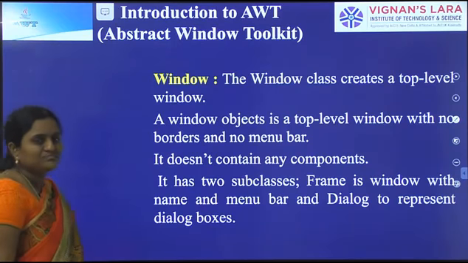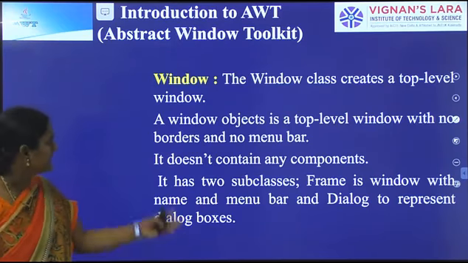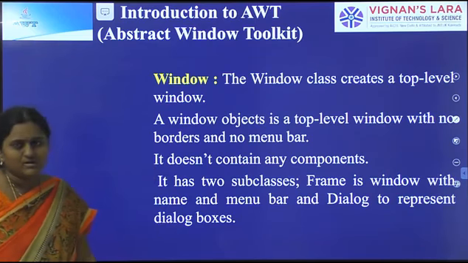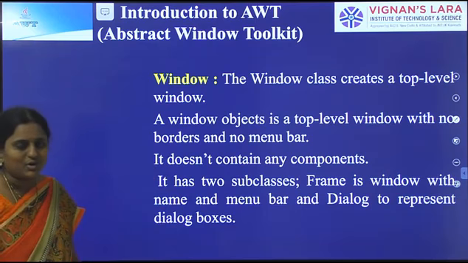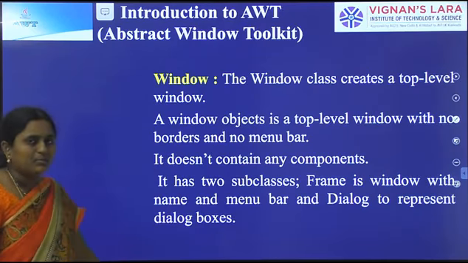Next, coming to the window. The window class creates a top level window. A window object is a top level window with no borders and no menu bar. Like panel, window also has no borders and no menu bar, so it does not contain any components.